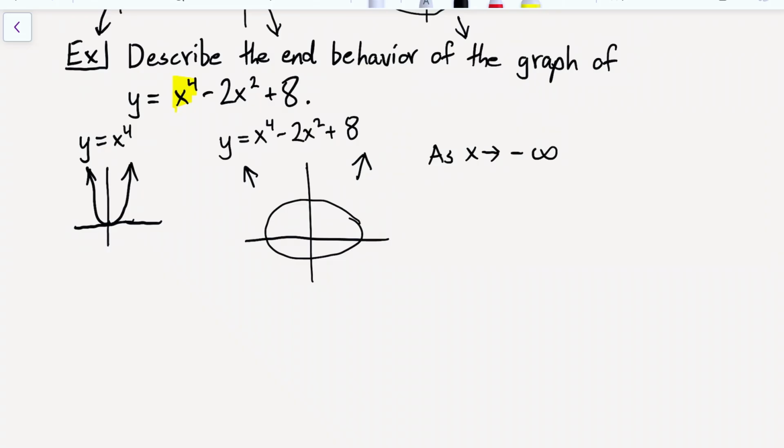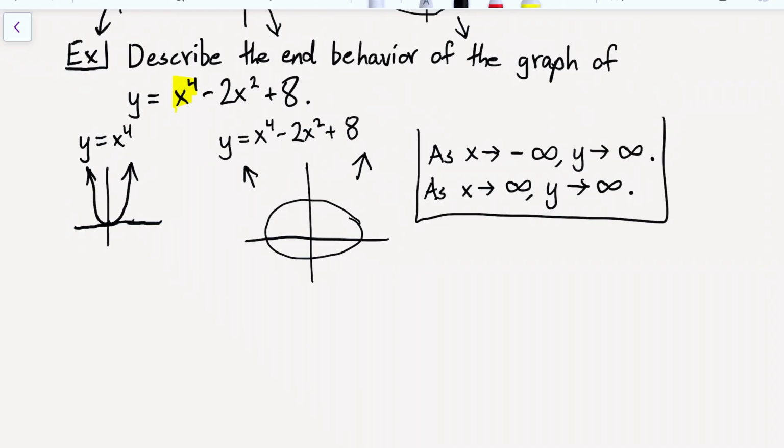I would say as x goes to negative infinity, that means as we look to the left, the y values go to positive infinity. The y values are going up. And as we look to the right, as x goes to positive infinity, the y values are also going up. So y goes to positive infinity. Here's our statement about the end behavior of this polynomial.